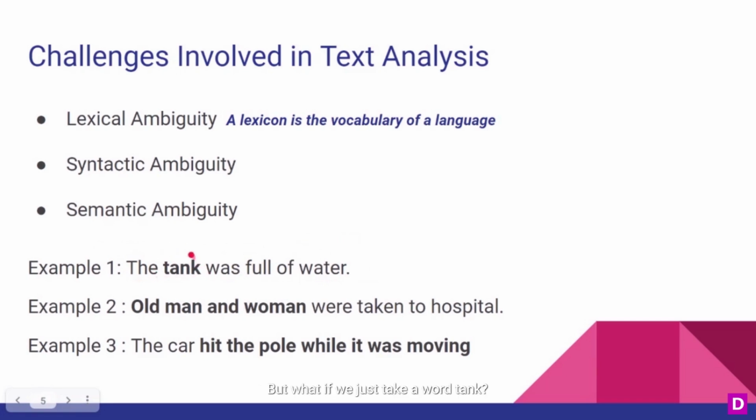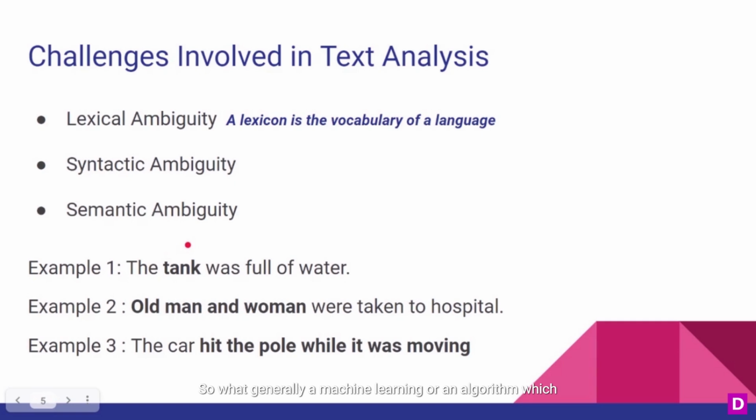But what if we just take the word tank? This word tank has different meanings, right? It corresponds to a water tank, and it also corresponds to a military tank. So a single word has two different meanings. When it comes to dealing with these kinds of words, a machine will get confused, or will be under ambiguity, to decide which category this word should be considered under.